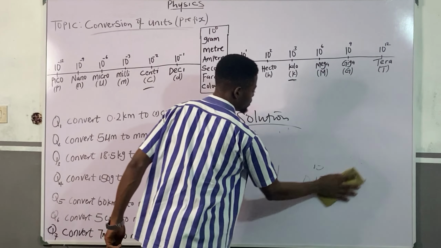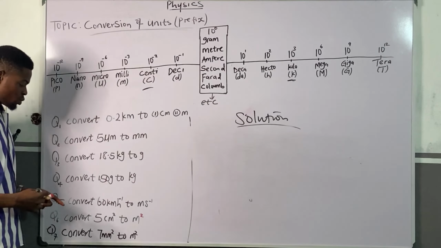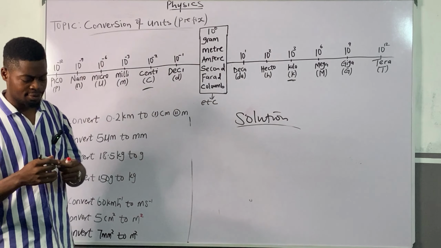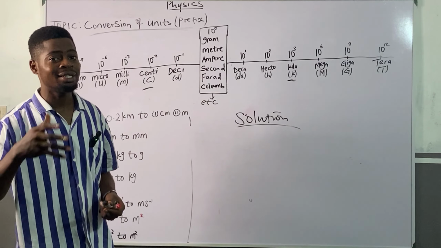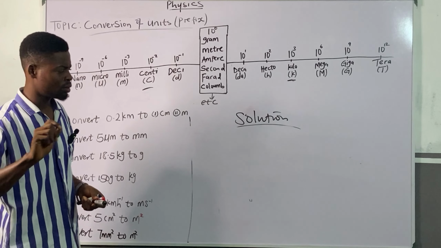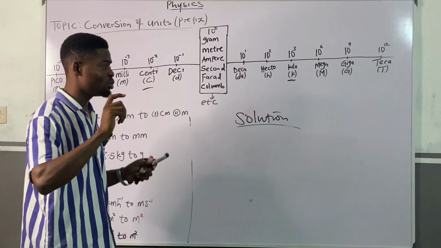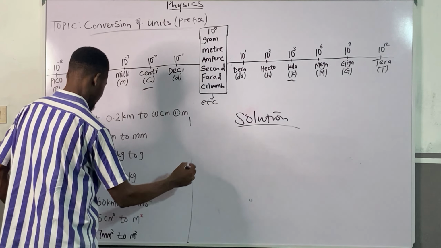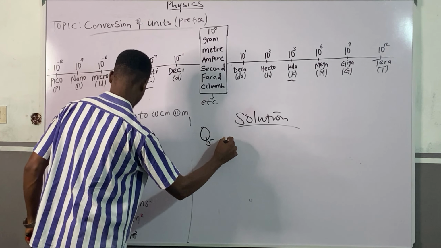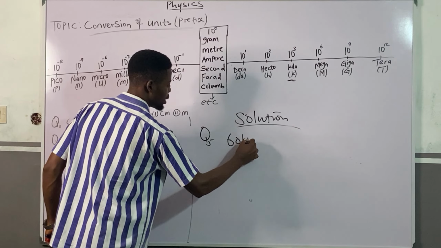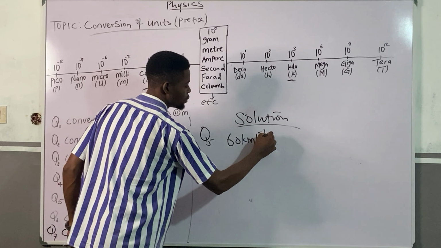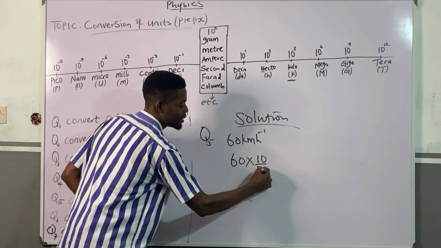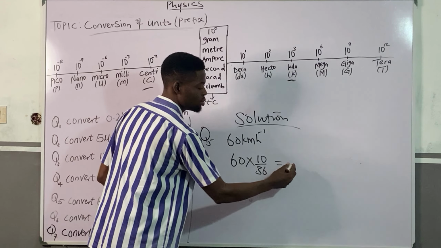Okay, let's go to the next question. So we are converting kilometer per hour to meter per second. Now, when you want to convert the unit of velocity or speed from kilometer per hour to meter per second, the simple thing you have to do is to multiply the given value by 10 upon 36. Okay, now we have question number 5. 60 kilometer per hour is equal to what? We have our 60 times 10 over 36. Then get your value.